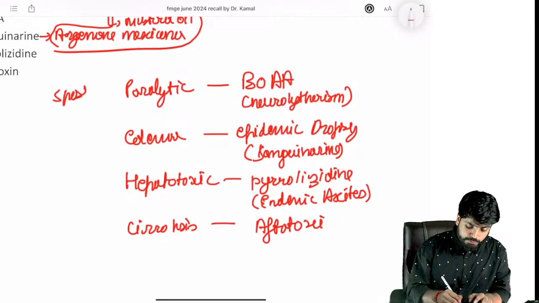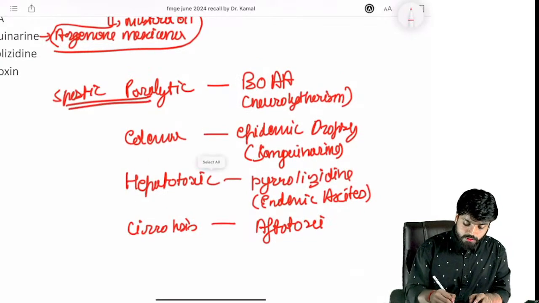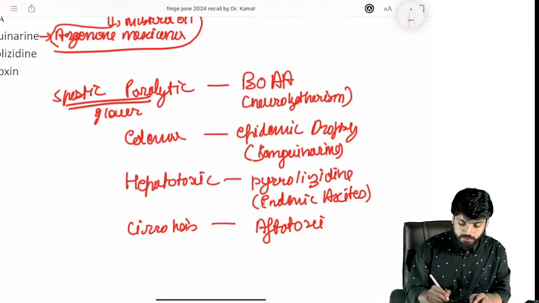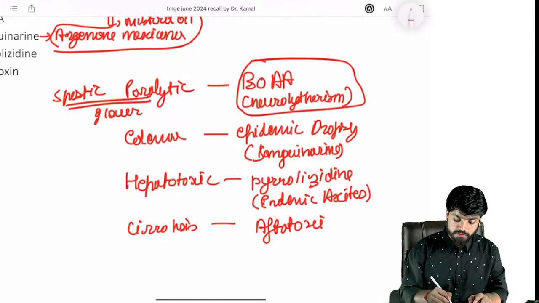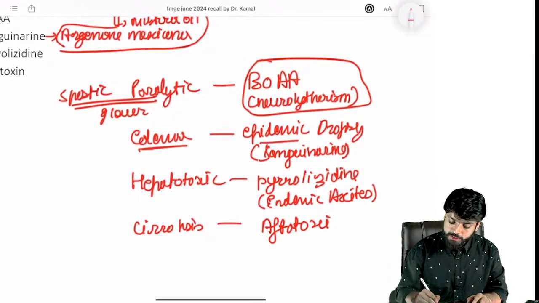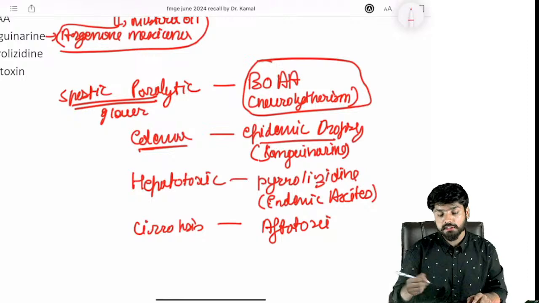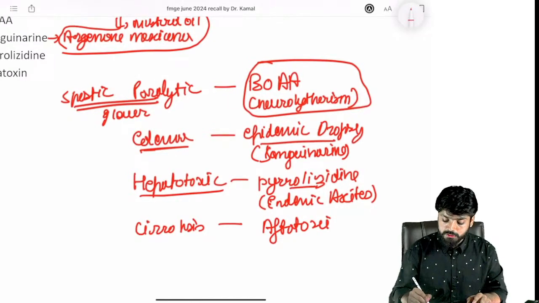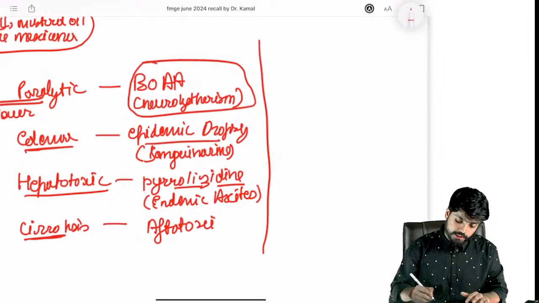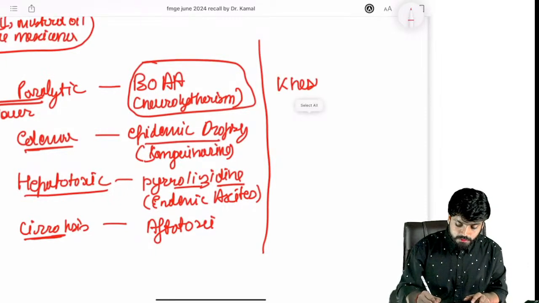If spastic paralysis of lower limb was given, then BOA would have been the answer. If edema is given, then epidemic dropsy. If patient is presenting with hepatotoxicity, pyrrolizidine is given, and last is cirrhosis. I can write the adulteration also is Khesari dal.